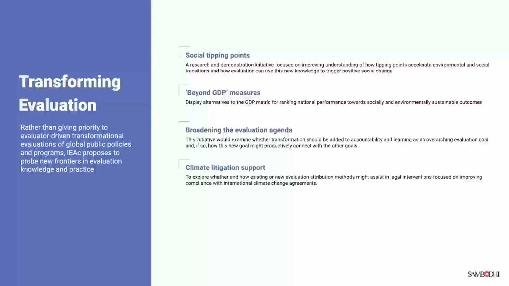Number 4, climate litigation support. This domain explores how evaluation methods can be used to assess legal interventions aimed at improving compliance with global climate agreements. It seeks to determine the effectiveness of these methods and their potential for supporting climate change mitigation efforts.